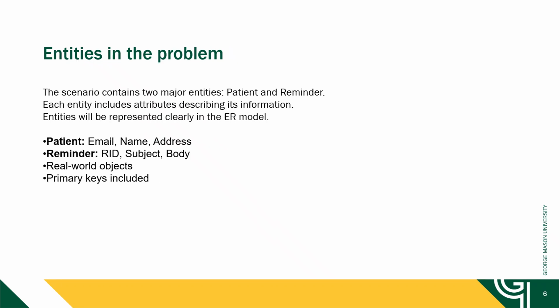So what are the entities we used here? In this problem, there are two main entities, that are patient and reminder. The patient entity includes attributes such as email, name, and address, as I said before, and the reminder entity includes attributes such as reminder ID, subject, and the body. Each entity plays a different role in the system, and together they form the basis of a database. This clear separation of entities helps us to avoid duplication and keeps the system very organized.